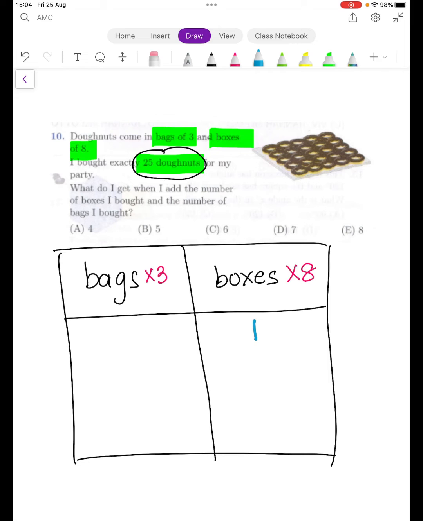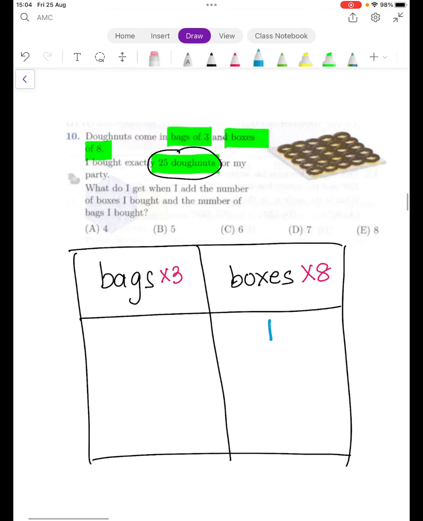So 8 donuts, and we still need 25. So that means I have to have 17 more donuts, and 17 is not a multiple of 3. So I actually cannot buy just 1 box, and 17 donuts cannot be bought just in bags. So 1 is not possible. Okay, let's try the other one.